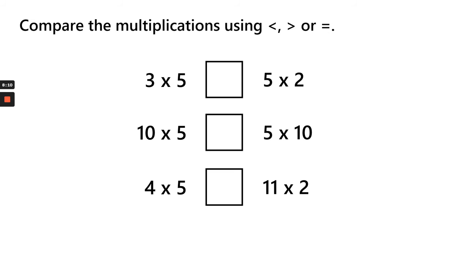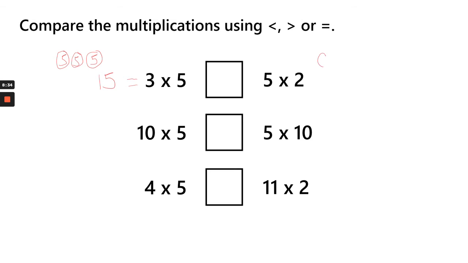So let's do 3 times 5. We have 3 lots of 5. We are adding 5 each time. Let's count our times table fact together. 5, 10, 15. So we know that 3 times 5 is 15.